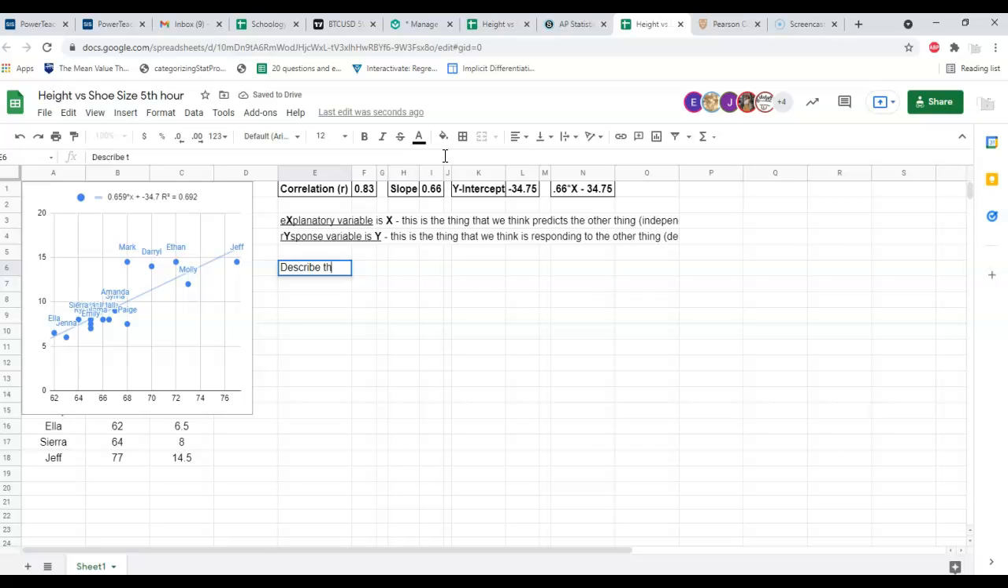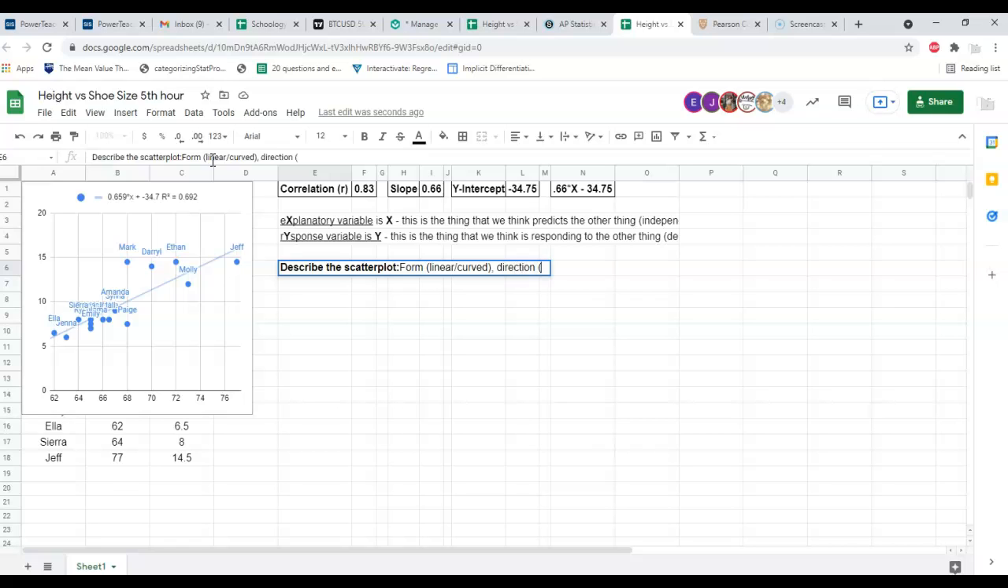Alright, describe the scatter plot. This is what I'm going to have you guys do. I'm just doing the first one for you. If you are asked to describe a scatter plot, you have to tell me form, direction. Form is linear or curved. Is our data here linear or curved? If it's curved, it'll be very obvious. So it's almost always linear. So this is linear.